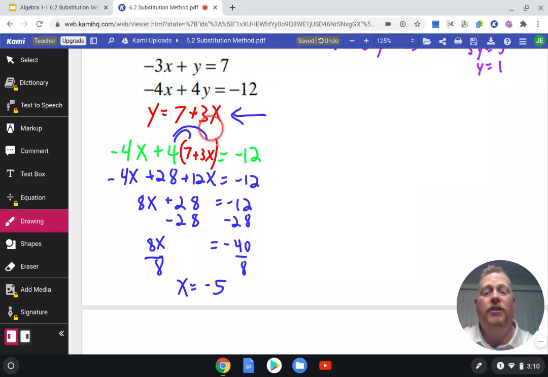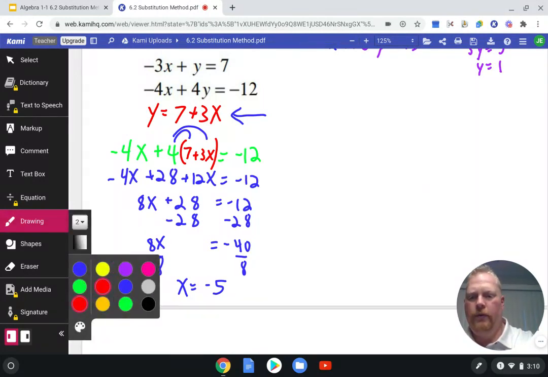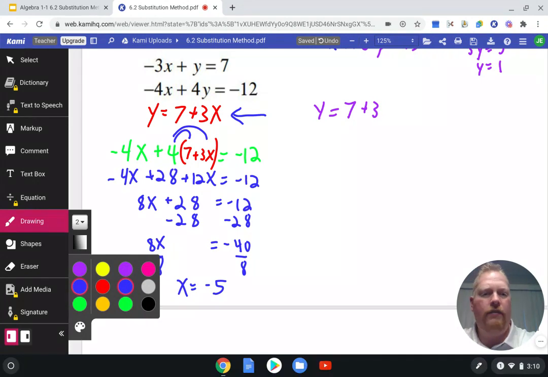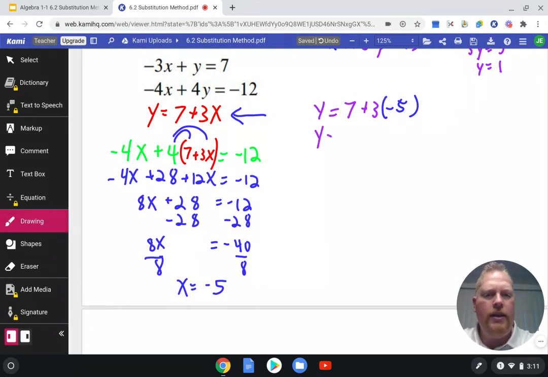And then take your answer from step 3 and plug it in there. So I will take what I got from step 1, which is y equals 7 plus 3x. But now that I know what x is, I can take that and plug in the negative 5. So I've got y equals 7, and then 3 times negative 5 is negative 15. And 7 minus 15 is negative 8.